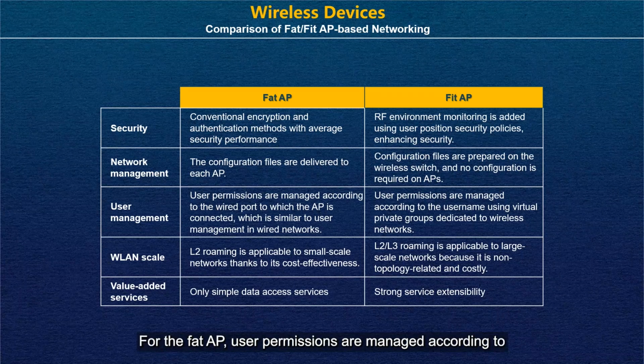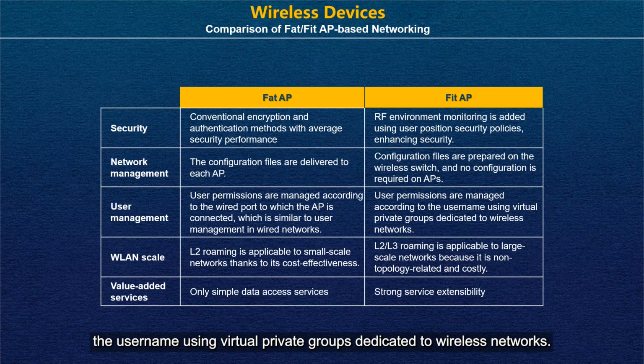And the next is about the user management. For the FAT AP, user permissions are managed according to the wired port to which the AP is connected, which is similar to user management in wired networks. While for the FIT AP, user permissions are managed according to the username using virtual private groups dedicated to wireless networks.